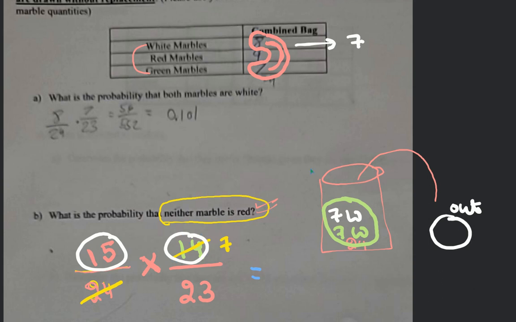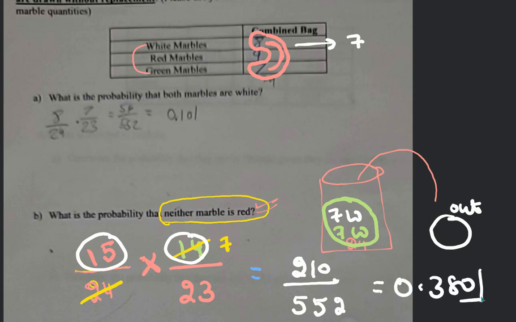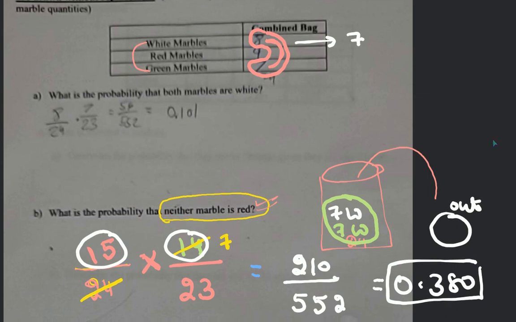15 times 14 is 210. In the bottom, multiply 24 and 23. 552. So now I can just divide 210 by 552. It would be 0.380. Okay, is it clear? Shall we proceed with the last part?